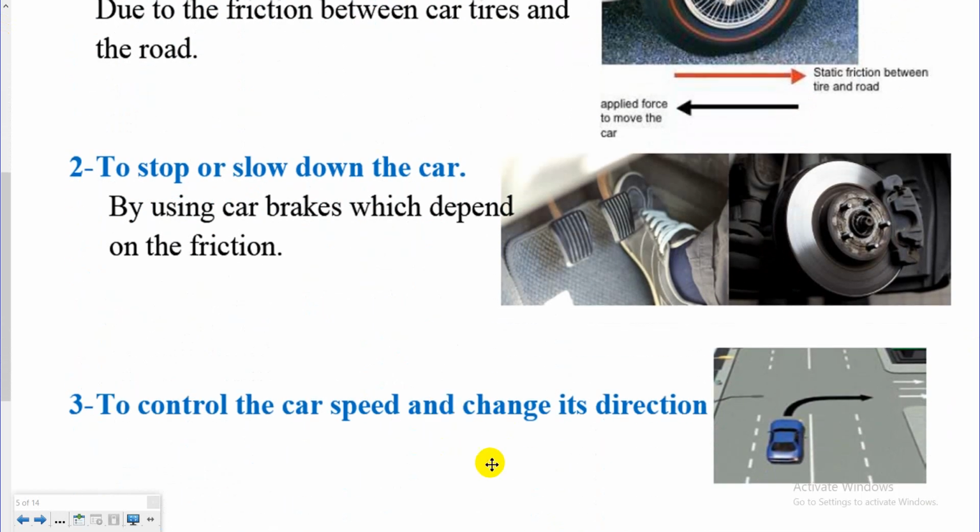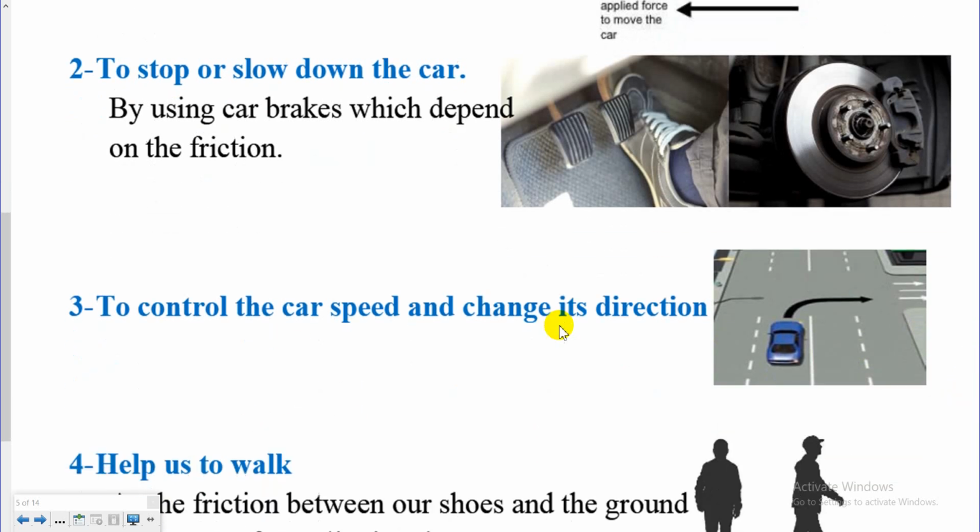Number 3, to control the car speed and change its direction. Okay, when I'm moving with a large speed and I want to take a different direction, I need to stop or control the car speed, decrease it, and move in another direction. Okay, turn left, turn right, so I change the direction by using the friction force.